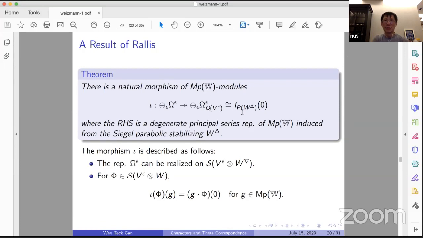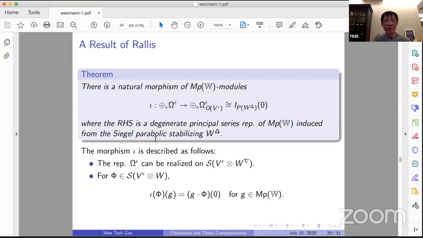And it turns out that it is nothing but a certain degenerate principal series. The zero refers to the fact that I'm using the trivial character in this case. So the right-hand side is a degenerate principal series. Induced from what parabolic? From the Siegel parabolic, stabilizing the maximal isotropic subspace, W diagonal. So that's what Rallis says. And in fact, he tells you what this isomorphism is. Maybe I call it iota, the composite of the isomorphism with the natural projection map.